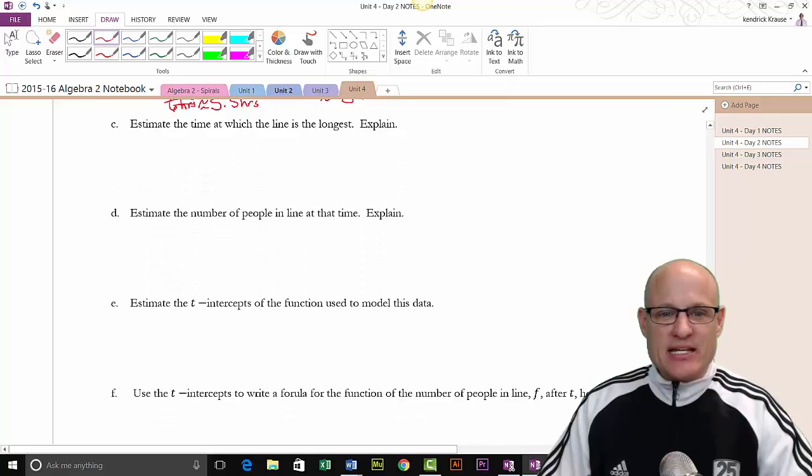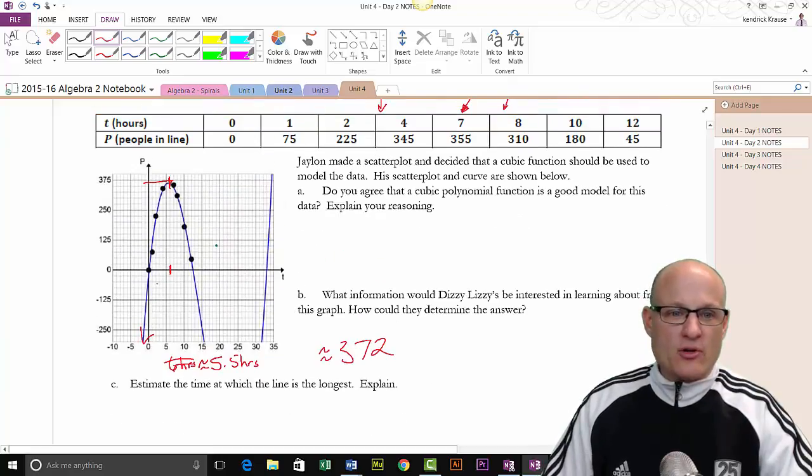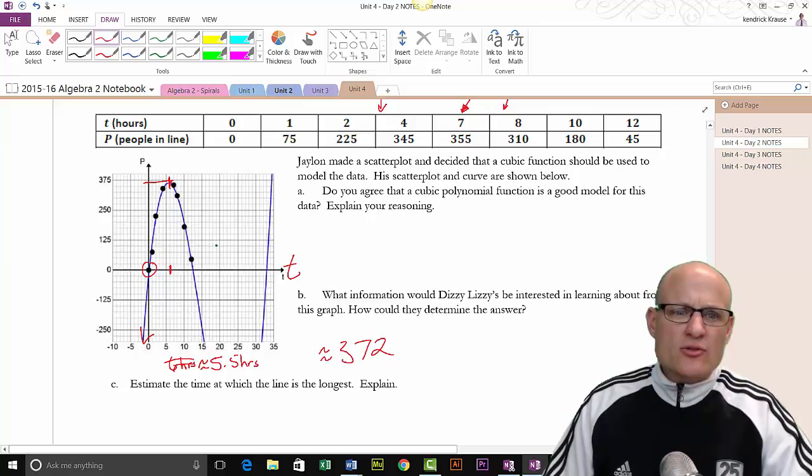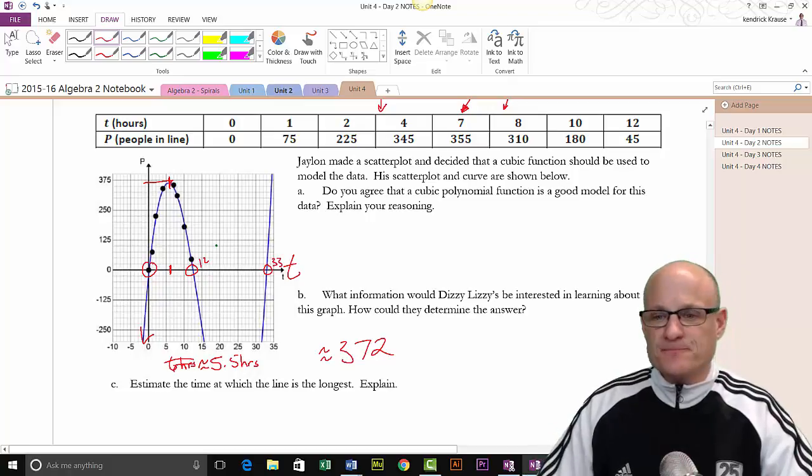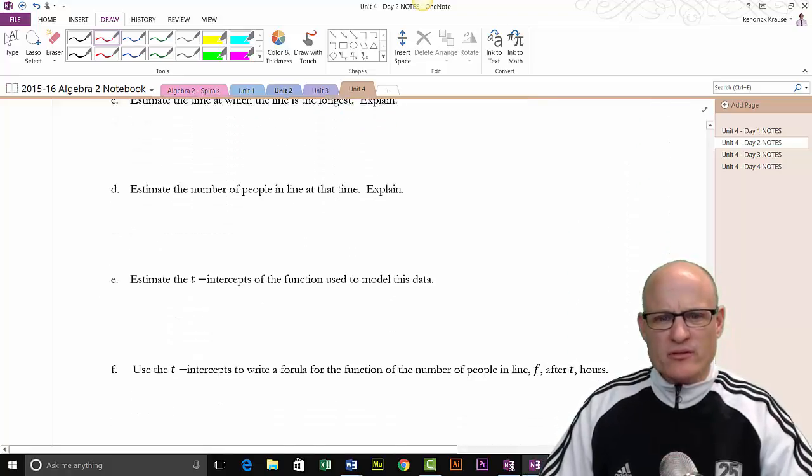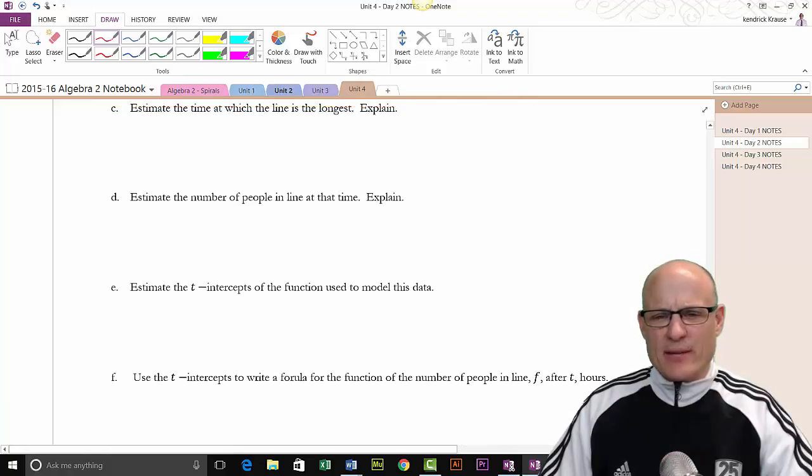Estimate the t-intercepts of this function to model. Oh, okay, so the t-intercepts, remember this is t. So my t-intercepts would be 0, 12, and it looks like this one's probably around 33. Now, why is that important? Why would that be important?